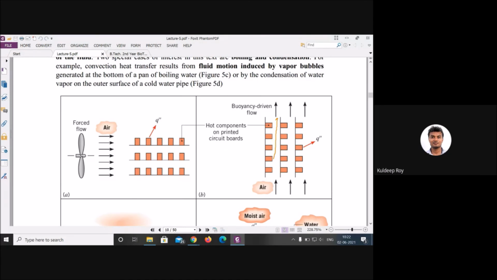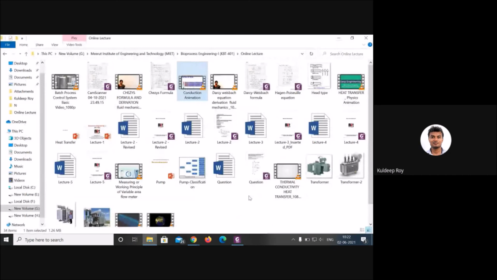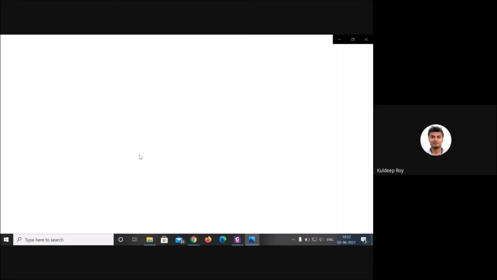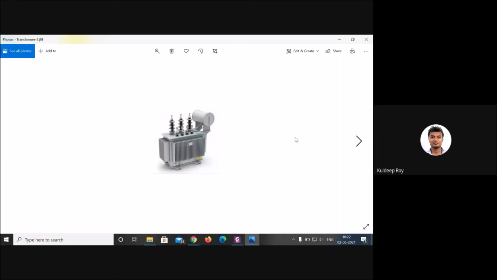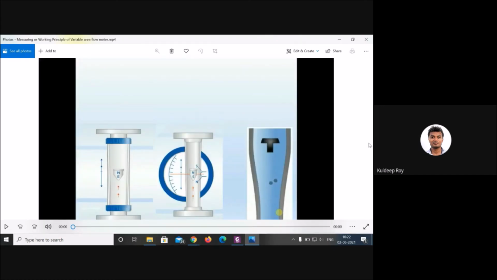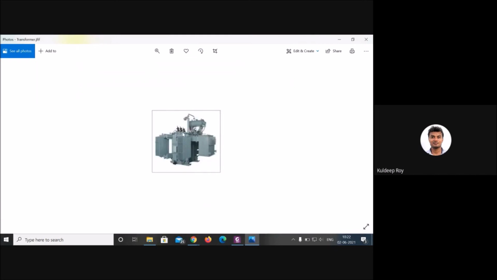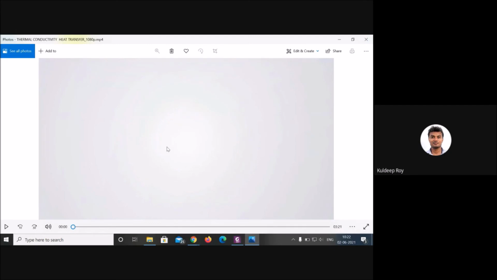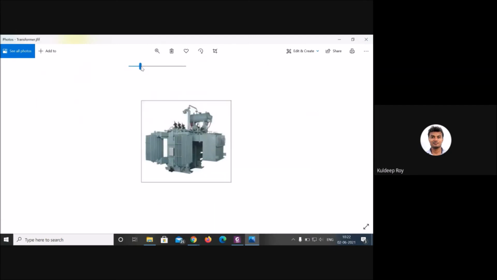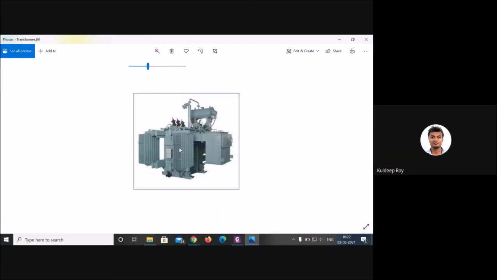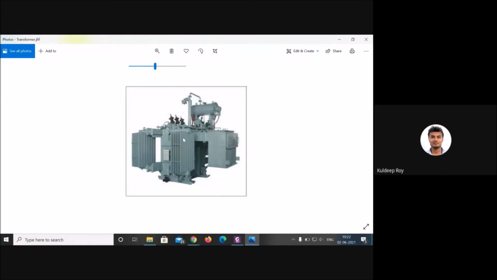And as I already told in the last class, I think I have shown you this picture of your transformer. You see, wait, these long stacks are there. These are called fins.